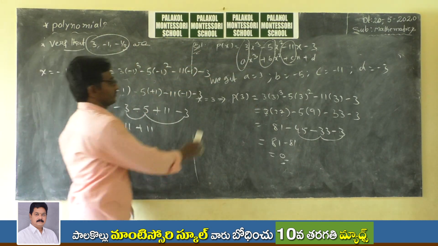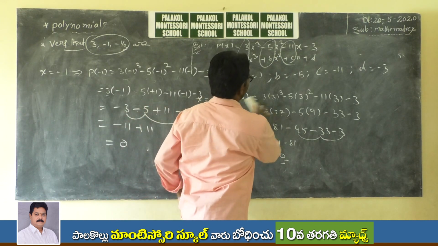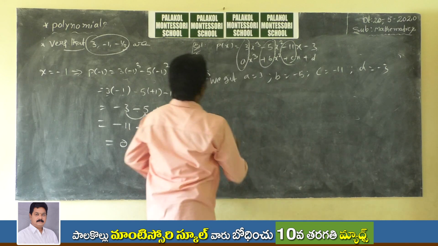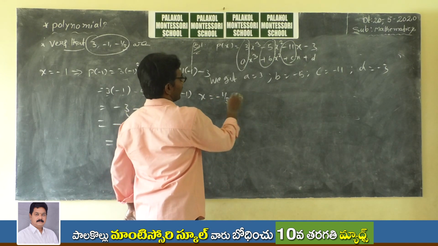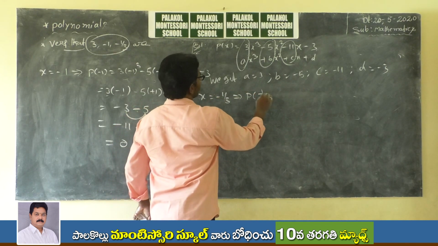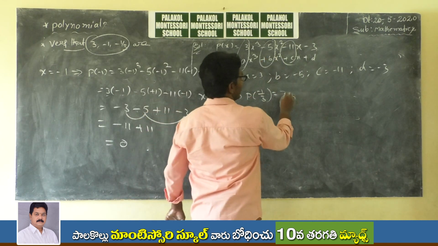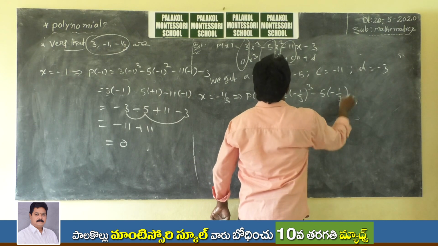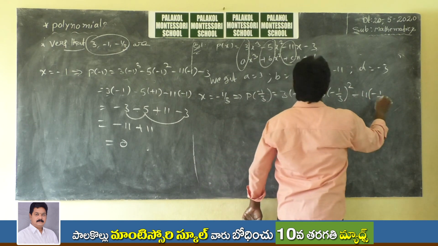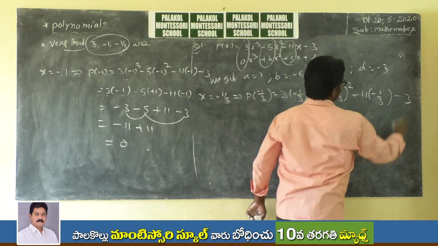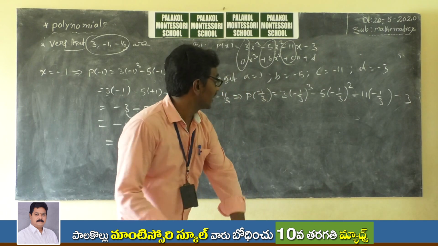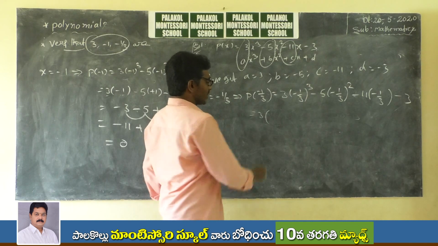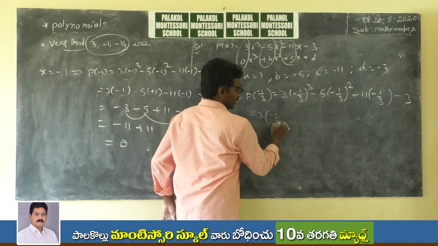Next one, x is equal to minus 1 by 3. Put it in: p of minus 1 by 3 is equal to 3 of minus 1 by 3 whole cube minus 5 of minus 1 by 3 whole square minus 11 of minus 1 by 3, minus 3. Okay, so 3 times minus 1 by 3, minus 1 by 3, minus 1 by 3.